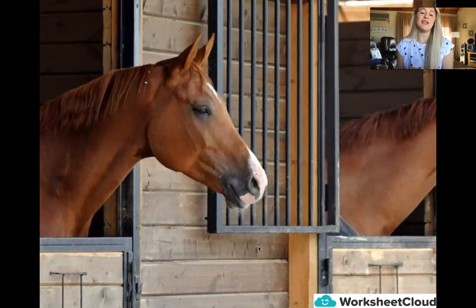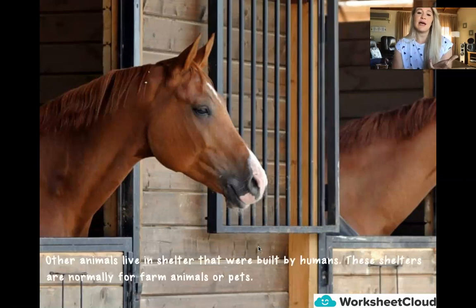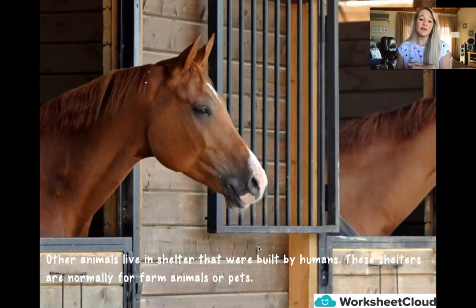Right, so many of you have seen horses' stables or stables of some kind, this is just an example. Other animals live in shelters that were built by humans. These shelters are normally for farm animals or pets. So for those of you that have pets at home, and the dogs have kennels outside, that is a structure that is man-made for your animal.